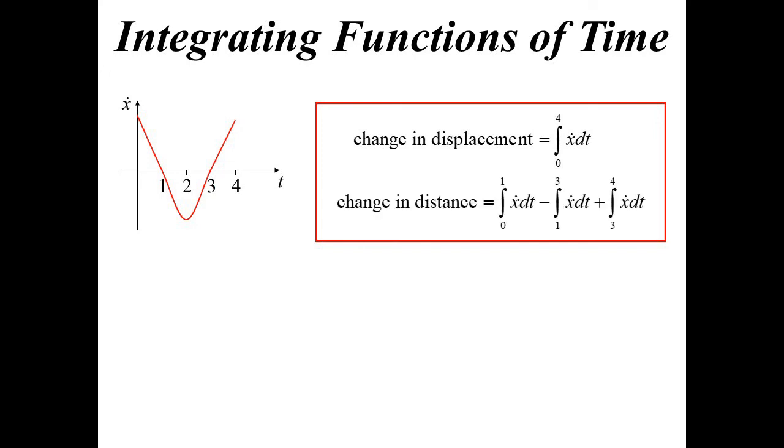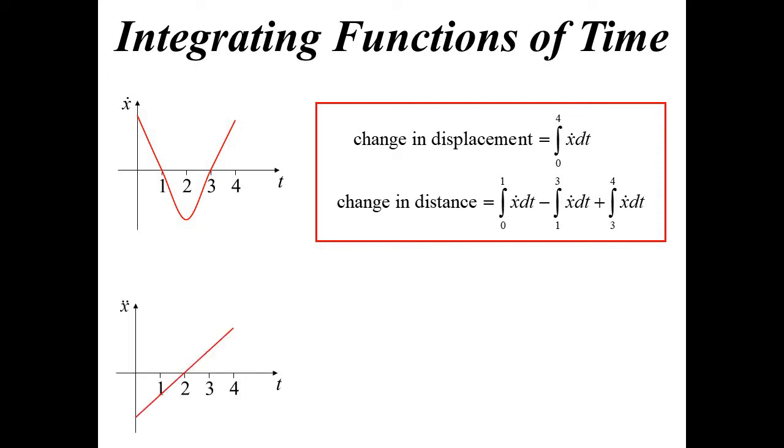Whereas if I want the change in distance, that would be equivalent to finding the area. So I would have to split this particular one up. 0 to 1 is above, 1 to 3 is below, so we've got minus that one, and 3 to 4 is above, so it's also positive.